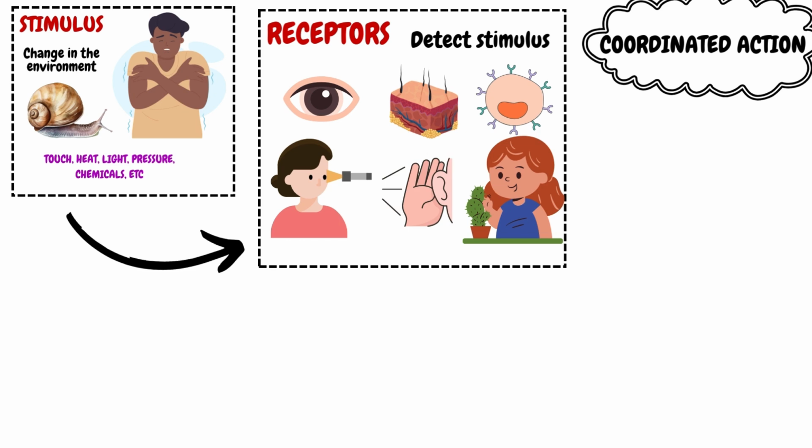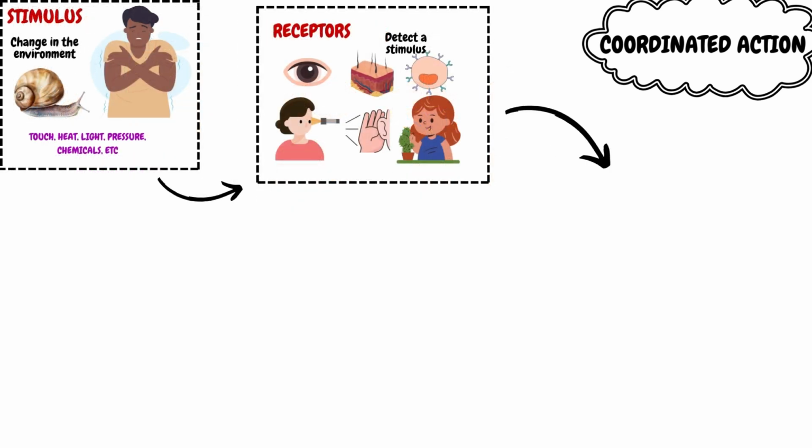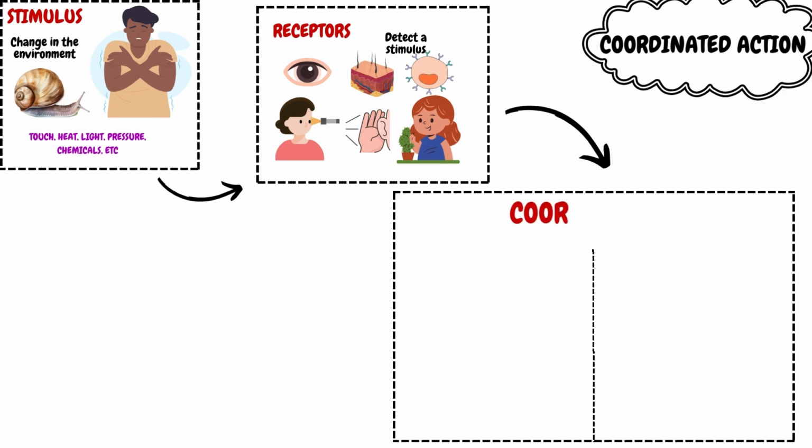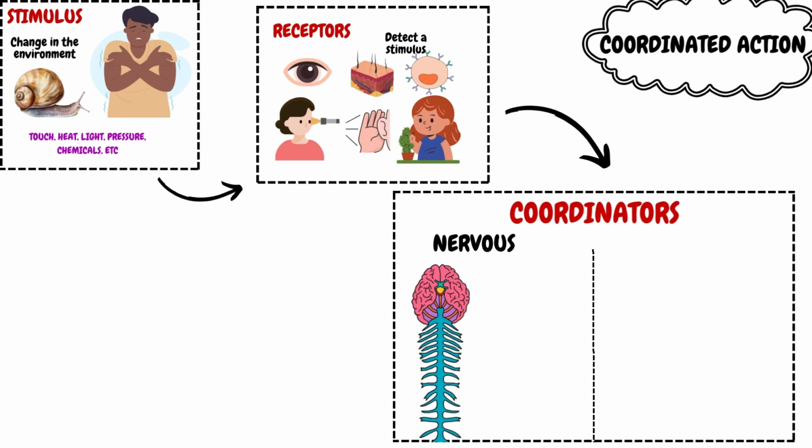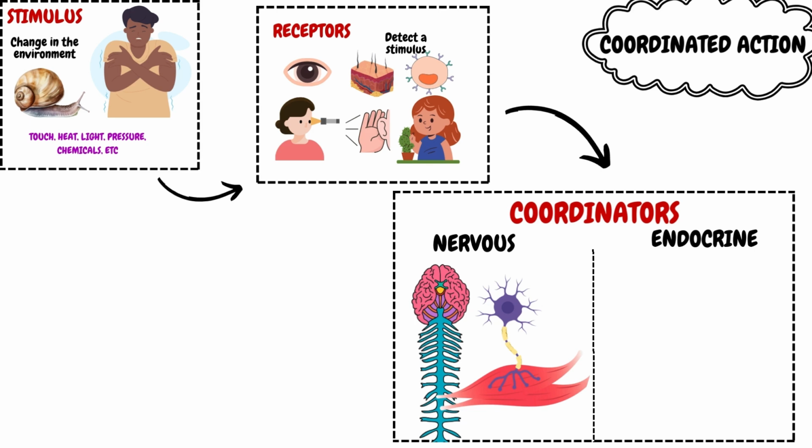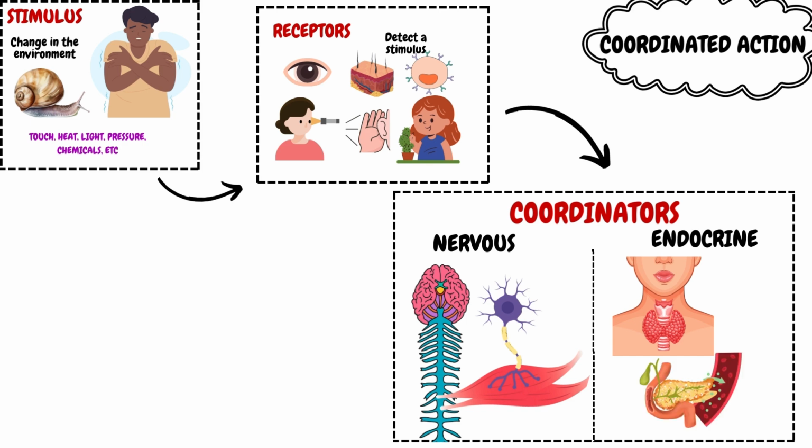Once the receptors detect a stimulus, the information is sent to the coordinators. In the case of nervous coordination, the brain and spinal cord act as a central command center. They process the information and send out messages through neurons, directing the body on how to respond. While in the endocrine coordination, or the chemical coordination, the endocrine glands act as coordinators, releasing hormones into the bloodstream to communicate with different parts of the body.